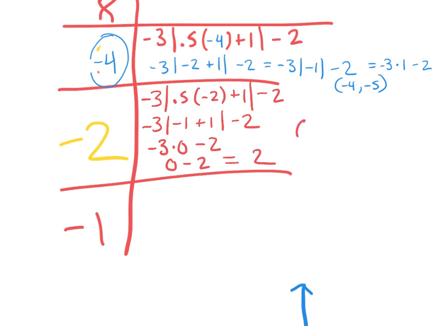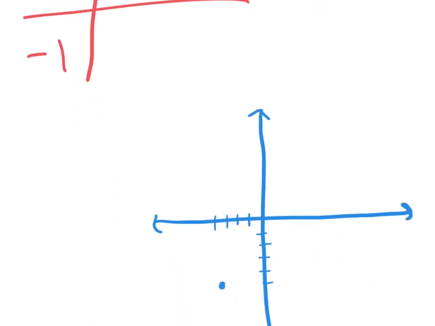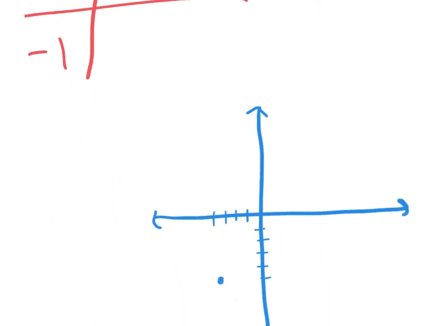So what's our coordinate point here? -2. This is -2. 0 minus 2 is -2. So our point is -2, -2. So we go to the left 2 and down 2. Put our point there.